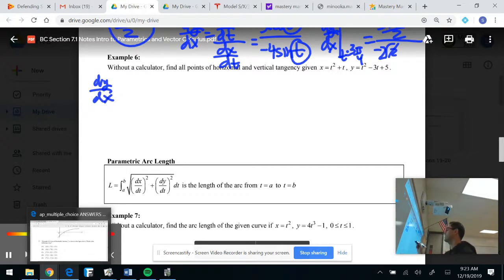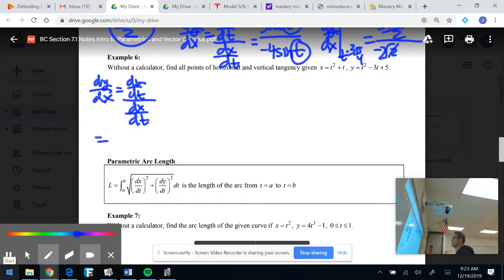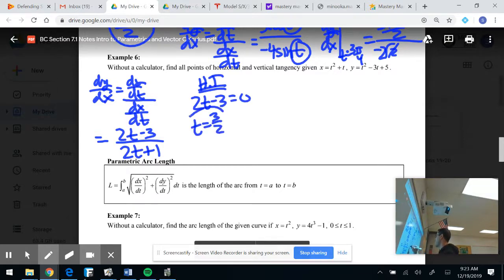So let's go ahead and find the derivative first, which would be dy/dt over dx/dt. dy/dt is 2t minus 3. dx/dt is 2t plus 1. All right, so horizontal tangent would be whenever the derivative is 0, and the derivative is 0 whenever the top is equal to 0. So at t equals 3/2.